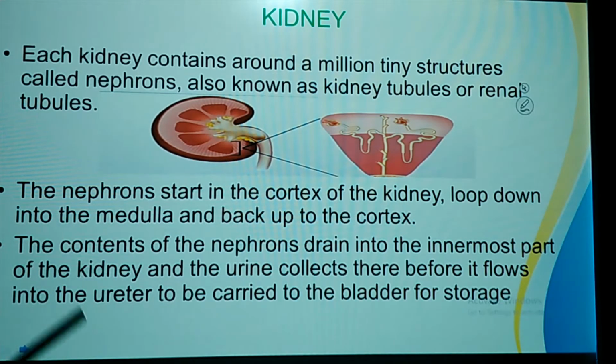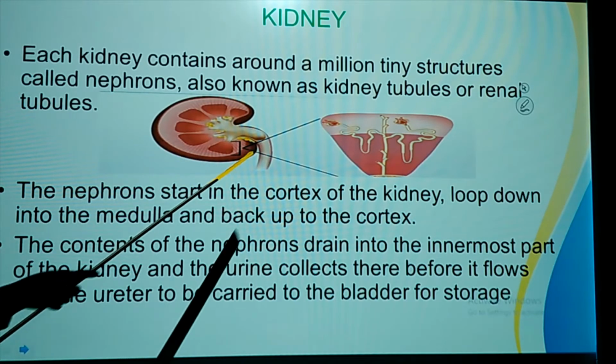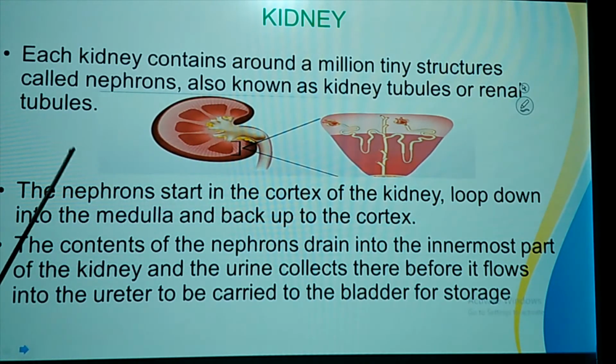The content of these nephrons, that means what the nephrons carry, drains into the innermost part of the kidney, and the urine is collected there before it flows into the ureter to be carried into the bladder for storage. So the content in the nephron will drain into the inner part of the kidney and collect the urine there. Then the ureter takes it to the bladder for storage.